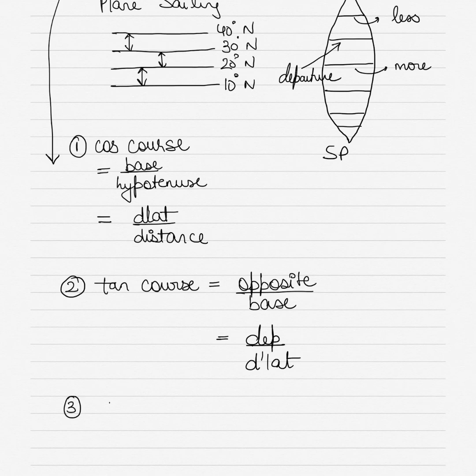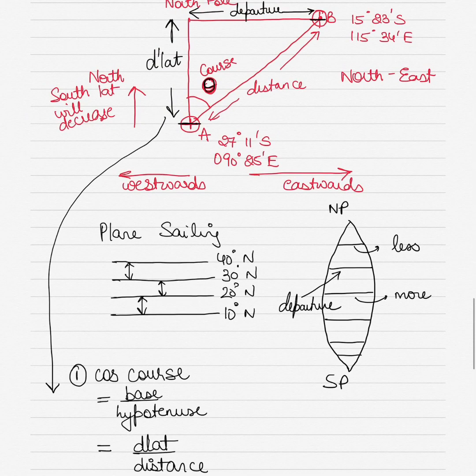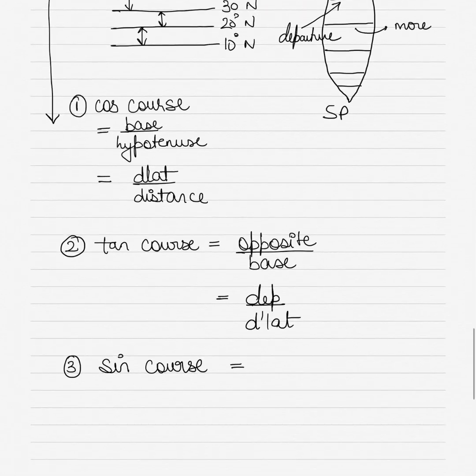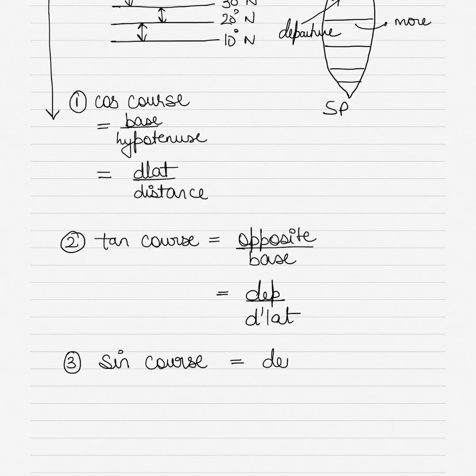And the third formula could be sine of course, not very popularly used, but of course you can use it. There are no rules that you can't use it. Sine of any angle is always the opposite upon the hypotenuse. So the side opposite to the course line is departure. So sine of course is departure divided by distance. Alright, it's always the side opposite to the angle in question divided by the longest side, which is the hypotenuse.